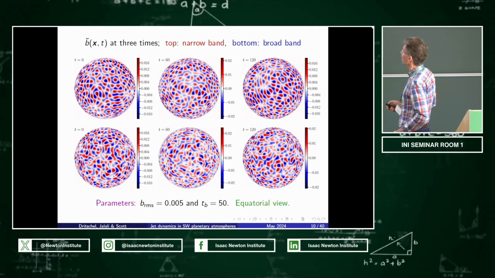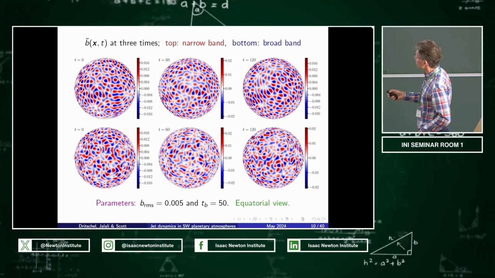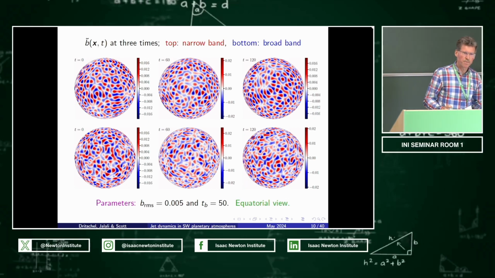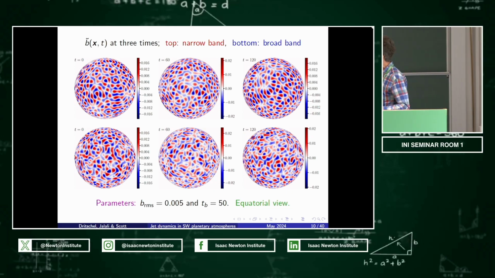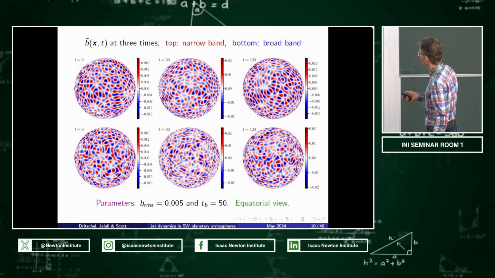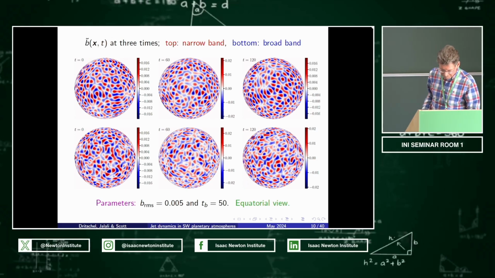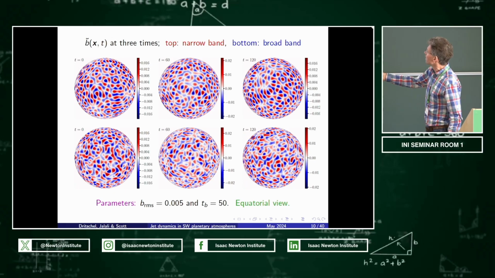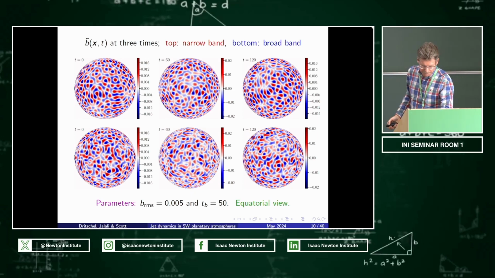So this is what the forcing looks like. This is the topographic forcing at 3 different times, so it's varying in time. The top is narrowband, and the bottom is broadband. If you're given 2 pictures like this, you'd probably struggle to figure out which one is really broadband and narrowband. There isn't much difference in terms of the structural form. You might think that this is a little bit more patterned, more regular than the one down here, and that's really the difference. But the point is that over this time, the topography is constantly changing, but slowly changing in time. This is an equatorial view, although it looks the same in all directions.